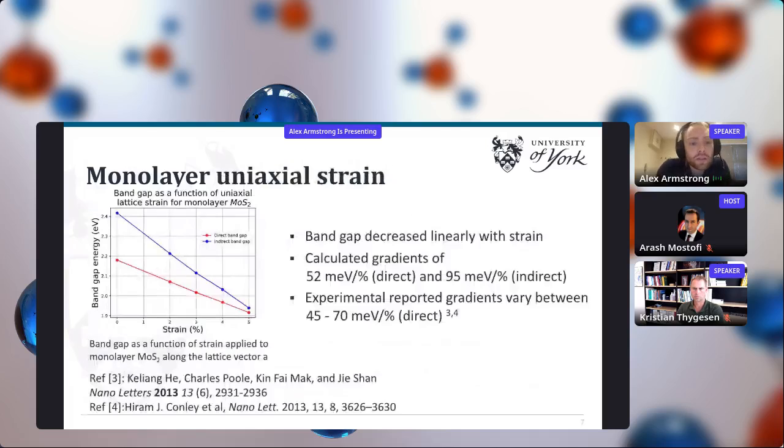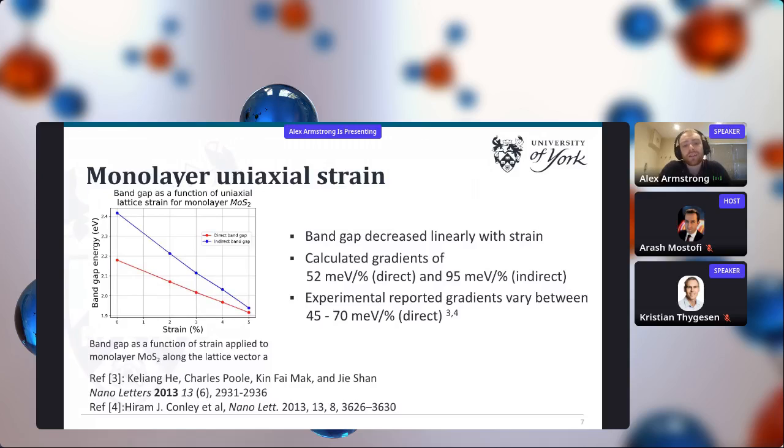So this is a graph for the monolayer uniaxial strain. What we can see here is the bandgap energy as a function of applied strain. This is along the lattice vector A, so just along the x direction. This is the direct transition here and the indirect transition here. So you can see at a certain point they're going to cross over, and it's going to move from a direct gap to an indirect gap.